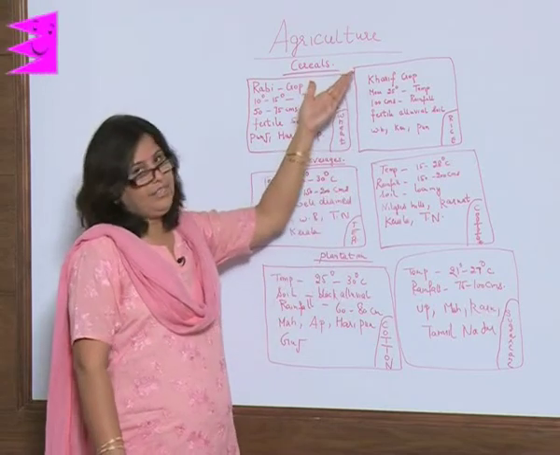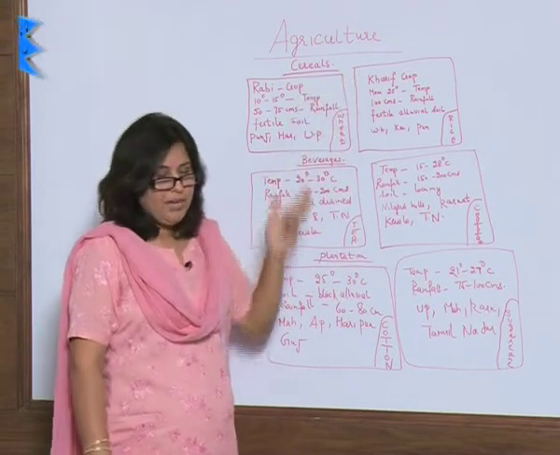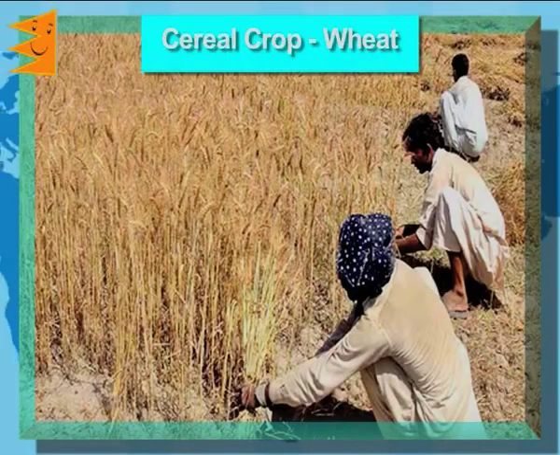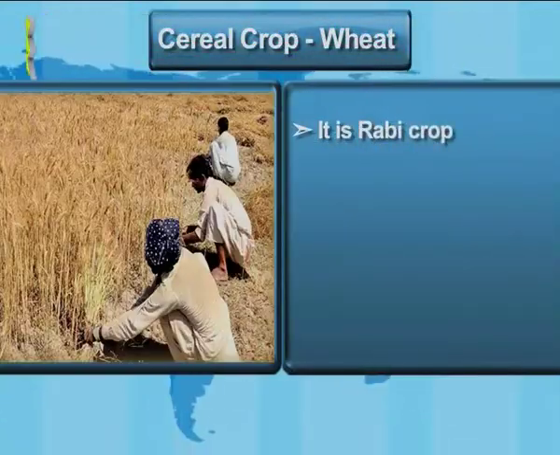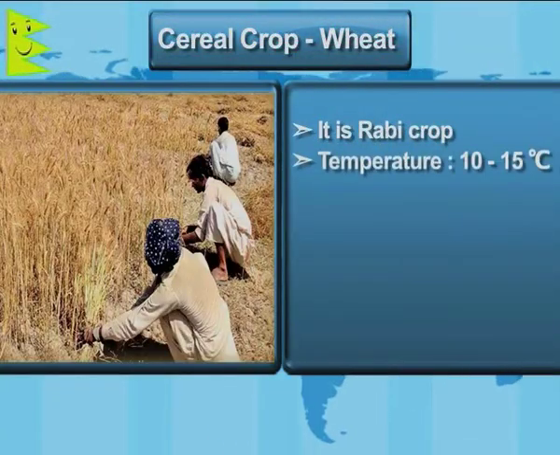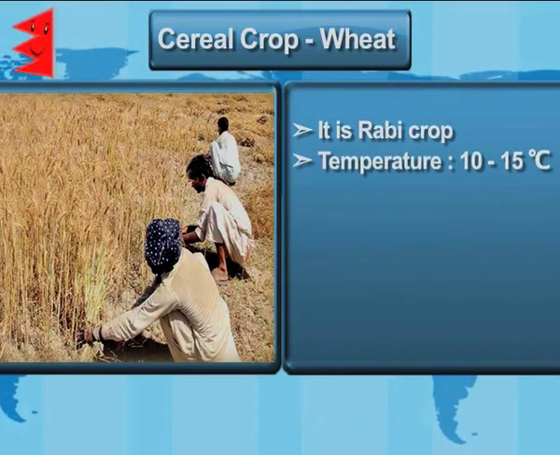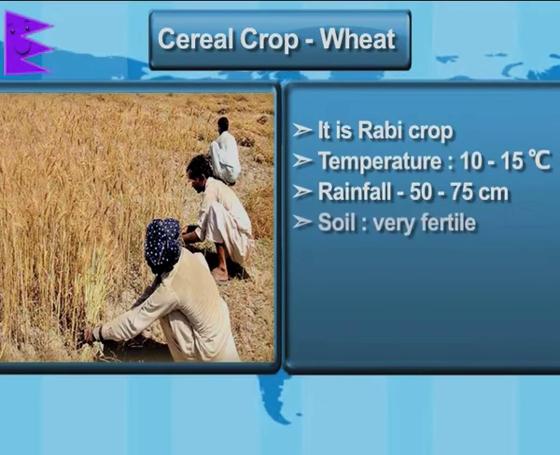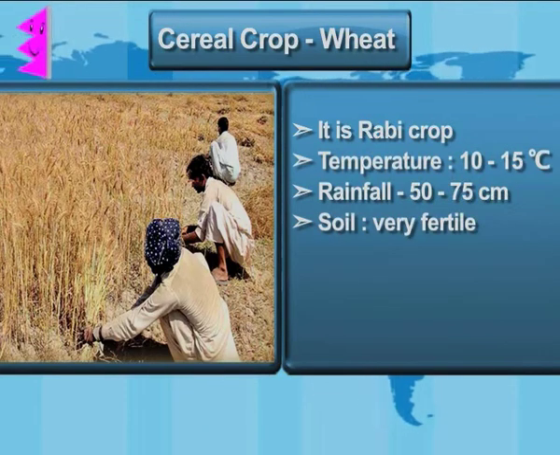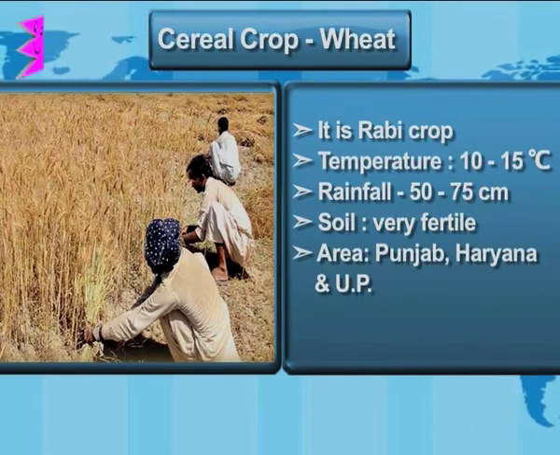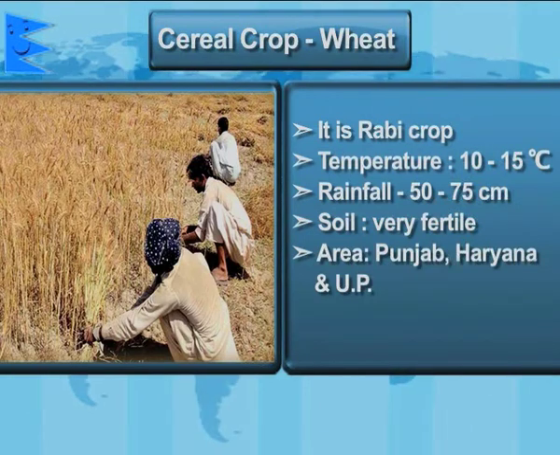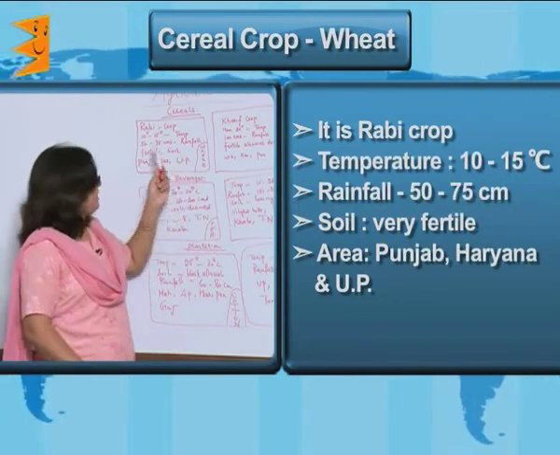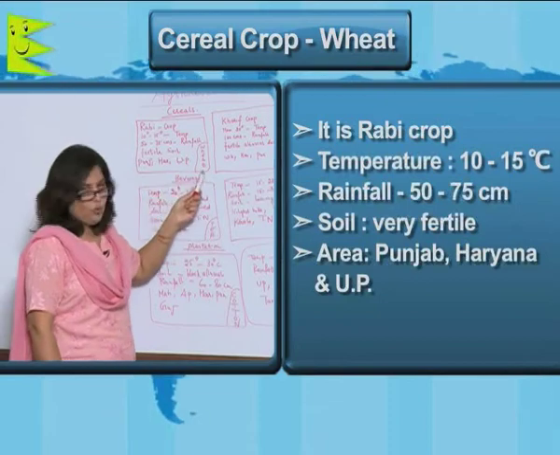Let's talk about the cereal crops of India. The two main cereal crops I have already told you are the wheat and rice. So, let me talk about wheat. See, it's a rabi crop. The temperature which is required is 10 to 15 degrees centigrade. The rainfall is 50 to 75 centimeters, and you need very fertile soil to grow wheat. The areas where wheat is grown is Punjab, Haryana and UP. Draw it quickly, children, in your registers, the first table that is to do with wheat.